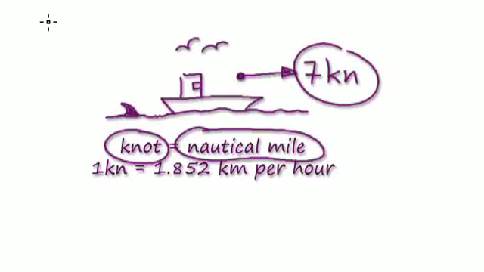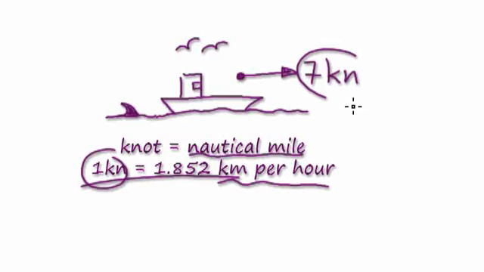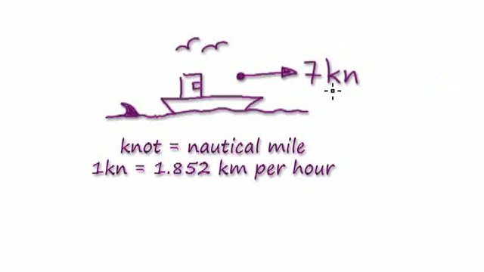The knots here is similar to the rope knots, as in you get a rope and you tie a knot. Anyway, 1 knot, well, knot stands for nautical mile here. So 1 knot here is 1.853 kilometers per hour. So this boat, 1 knot equals this, but this boat is going 7 knots. So convert this speed here into meters per second.